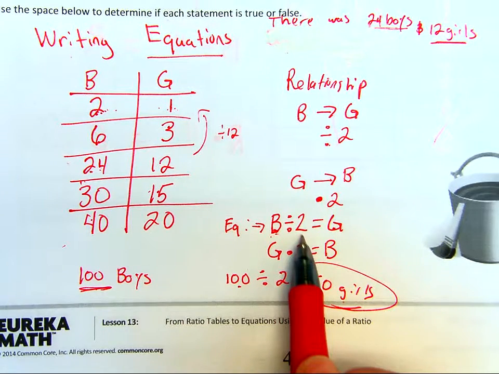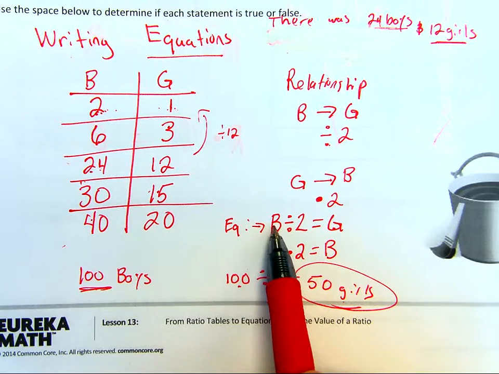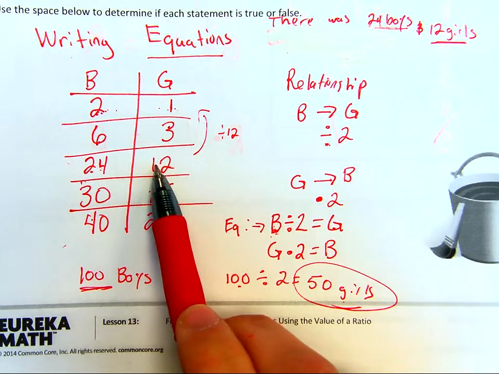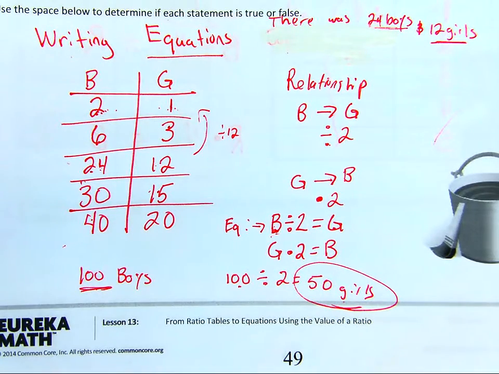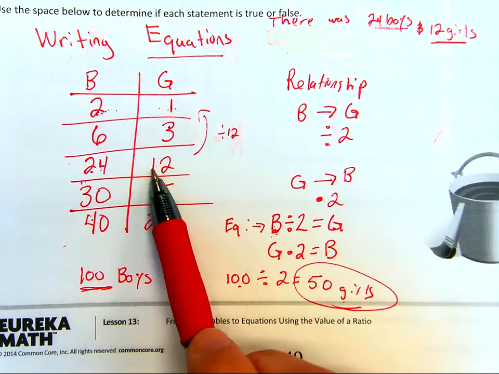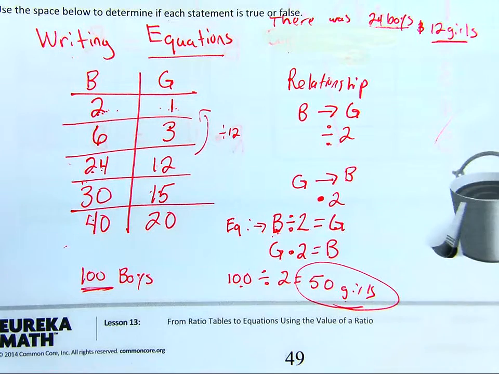I could take examples from the table and plug it in. If there are 24 boys, divide that by 2, I get to my 12 girls. 30 boys, substituted in, divided by 2, I get to 15 girls. So to do this, you need to make a table, look at the relationships, and then you can write your equations and use them to solve.